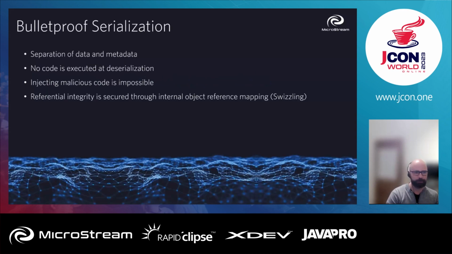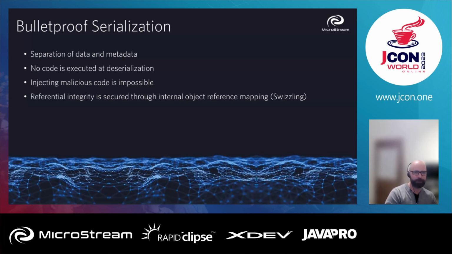What did we do differently? First of all, we separate data and metadata, meaning unlike the JDK serialization, where the class information is put in the serialized state as well, we hard-coded separation of data and metadata. It's not possible, or we decided so, to get the security flaws eliminated for deserialization. And the second big point is we don't execute code at the deserialization process. So injecting malicious code is technically impossible.